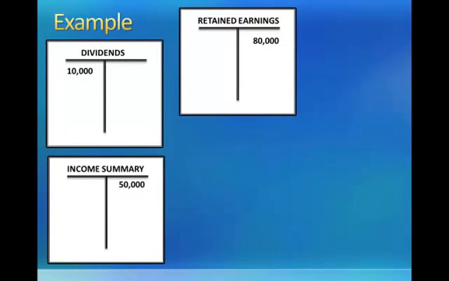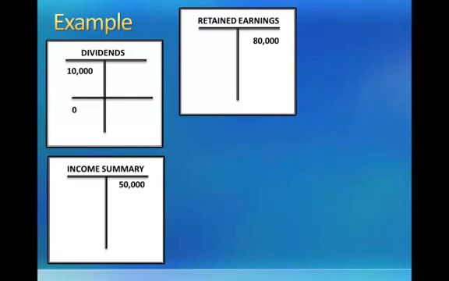The next step in the process is to close the dividend account and the income summary account to retained earnings. Keep in mind, this dividend account represents the dividends that were declared during the period. It has a debit balance of $10,000, and the income summary account has a credit balance of $50,000. That's the balance that we just created in our previous two closing entries.